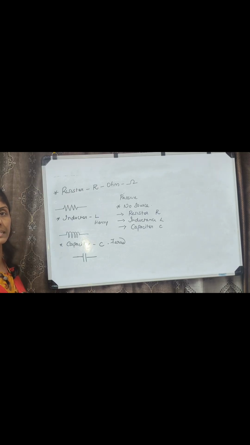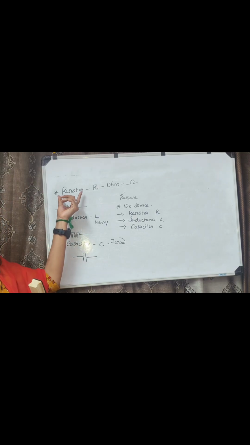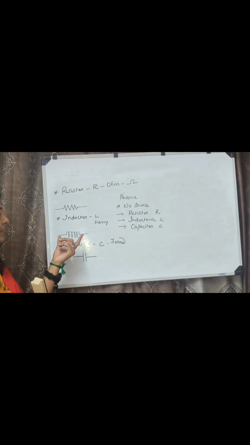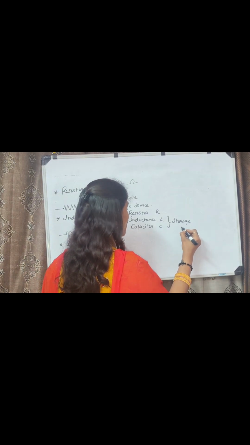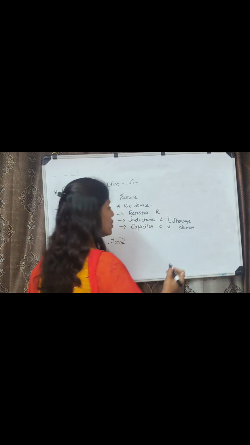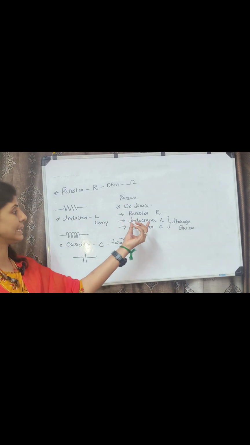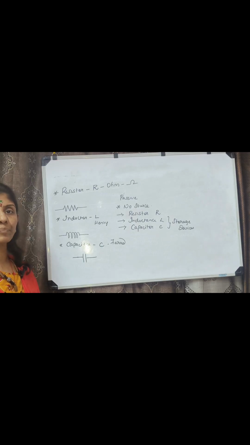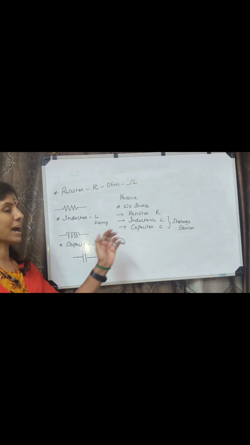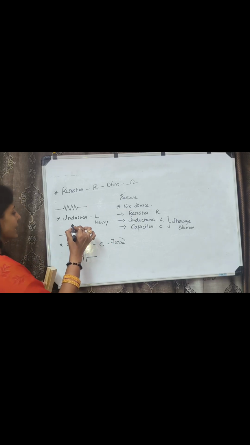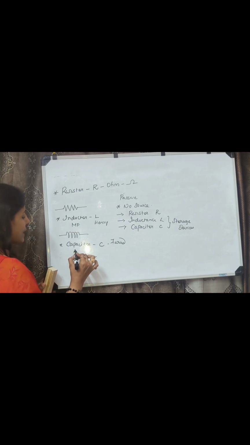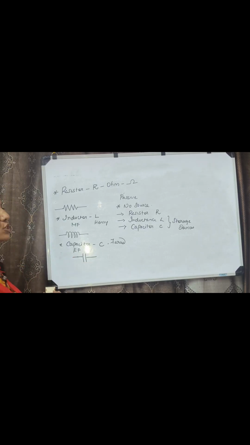So a capacitor is nothing but two parallel plates. Already I said a resistor resists the flow of current. The inductor and capacitor act as storage devices, so something is stored there. The inductor stores everything as a magnetic field, and the capacitor stores everything as an electric field. So these are the three passive components, right?